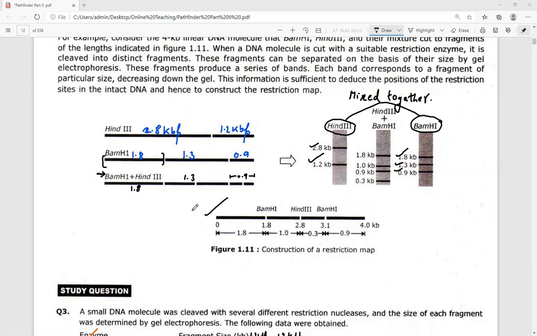Okay, now what we have to make is restriction digestions. Now how does the restriction digestion have to be made? So when you make the restriction digestion with HindIII and BamH1, HindIII produces a fragment which is equivalent to 2.8, and another fragment which is being produced is that of 1.2. See this. This is the fragment of the HindIII.